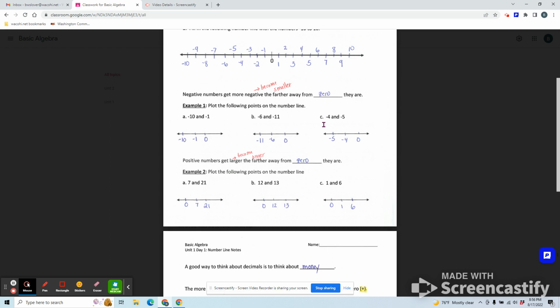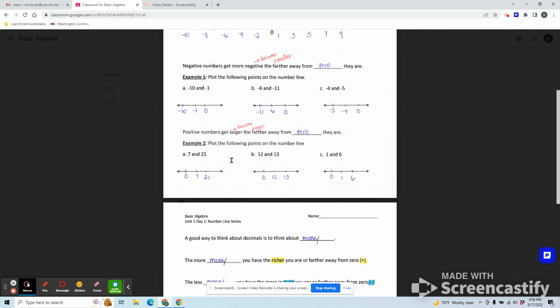And so let's look at letter C. It says negative 4 and negative 5. Those are pretty close to each other, and they're both negative. So let's think about money. Would I rather owe someone $4 or would I rather owe them $5? I'd rather owe them $4. So that means that's my larger number. So negative 4 should be further to the right on the number line, and it is. Okay, so those are my negative numbers.